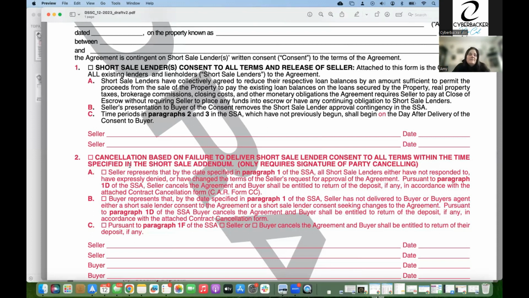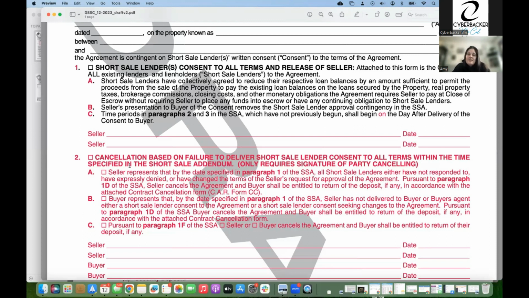It's failed, right? B is buyer represents that by the date specified in paragraph 1 of that short sale addendum, seller has not delivered to buyer or buyer's agent either a short sale lender consent to the agreement or a short sale lender consent seeking changes to the agreement pursuant to paragraph 1D of the SSA. Buyer cancels the agreement and buyer shall be entitled to a return of the deposit, if any, in accordance with the attached contract cancellation form. So that would be, hey, the date's come and gone, now buyer's done waiting and they're going to move on.